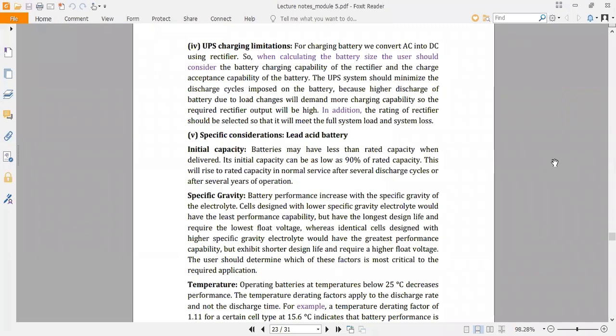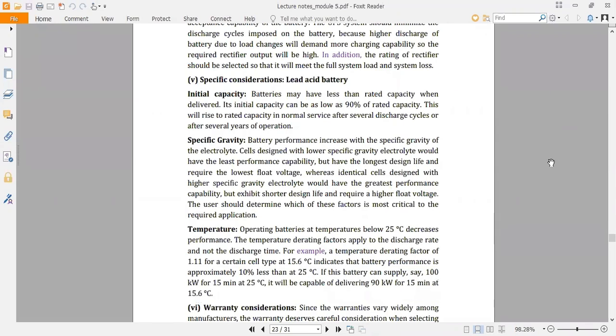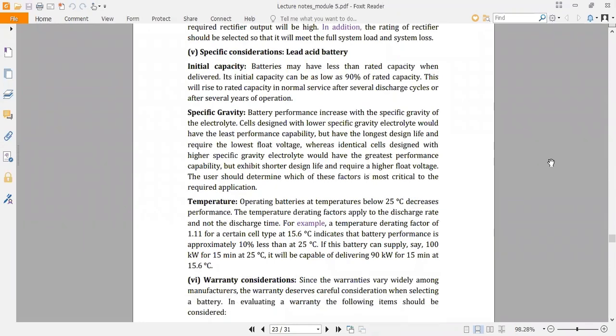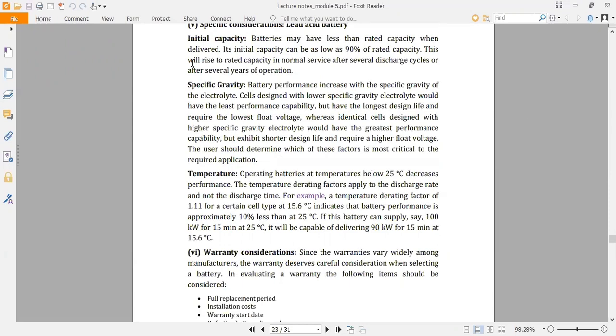So these factors we decide as per our usage, as per our requirement. Okay, some other factors have been listed here. For a particular type of battery, for example the lead acid battery, if we are considering a very general purpose battery, lead acid battery that we are using, then we need to consider some points while we are selecting a lead acid battery, that is the initial capacity.